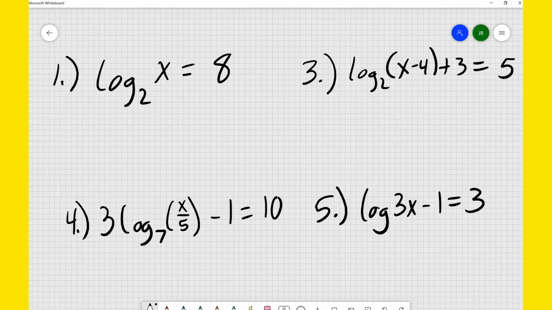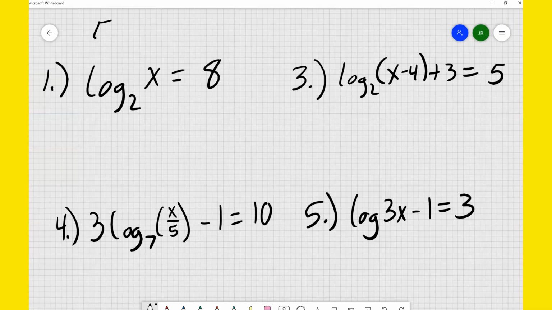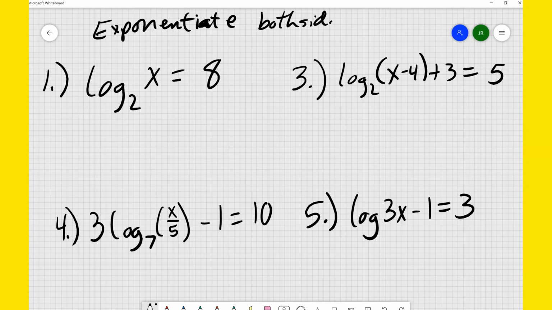Well, we do something, a really fancy word. You sound really smart when you say it. The word is exponentiate. Exponentiate both sides. So what does it mean to exponentiate? It means you write a big exponential base 2 on both sides. So what it does is it makes the log base 2 of x become the exponent on the 2, and it makes the 8 become the exponent on the 2.